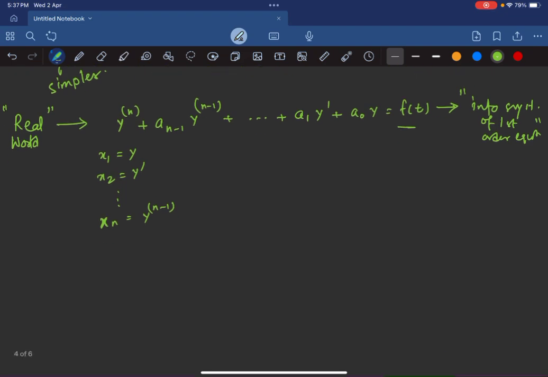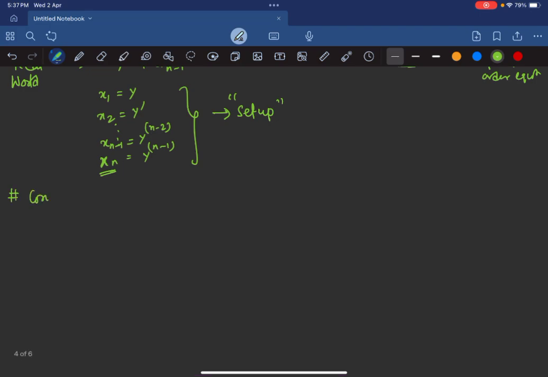This is the initial setup. Here you can see this equation is of nth order, and we are considering the variable xn, that will be the (n-1)th derivative of y. Similarly xn-1 will be the (n-2)th derivative of y, like that.